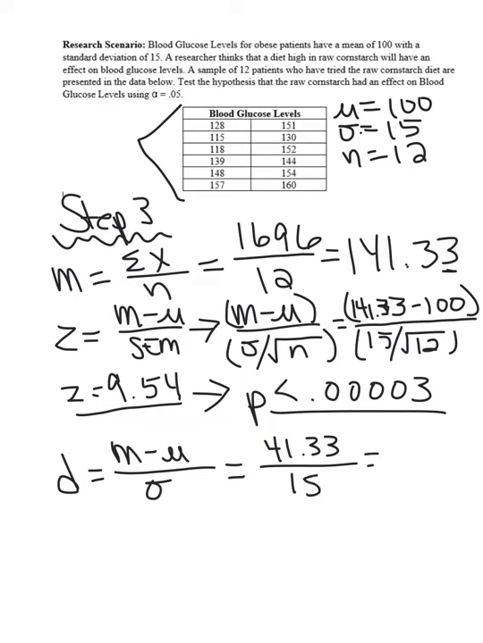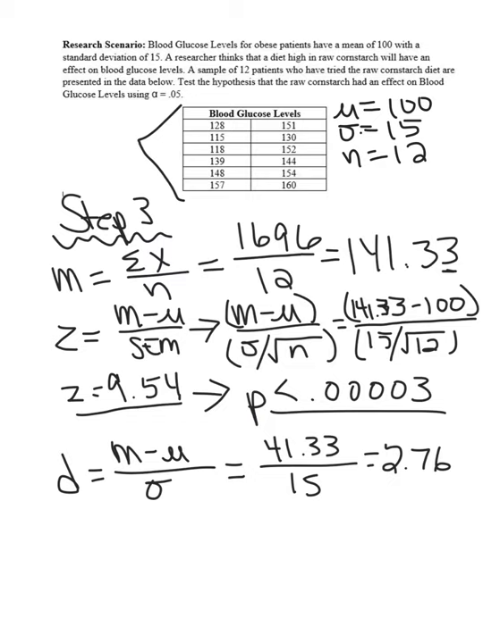Okay? So 41.33 divided by 15 is 2.76. That is a large Cohen's d. What that's telling us is that eating a diet high in raw cornstarch shifted the sample mean by 2.76 standard deviations as far as their blood glucose levels, and that's a lot. So that's a big shift.